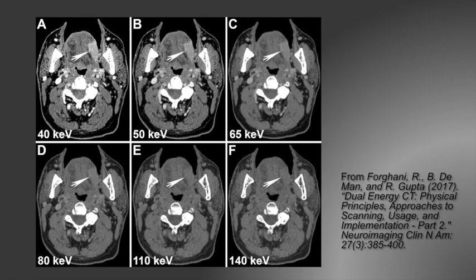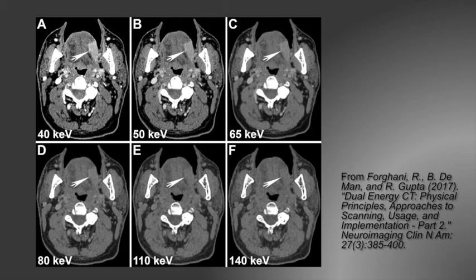In this slide, I'm showing you some examples of VMIs reconstructed from the same DECT acquisition. This is a contrast-enhanced neck scan of a patient with a left tongue cancer. Reconstructions are made at low energies down to 40 kV all the way to 140 kV. As is clearly evident on the images, the tumor's attenuation is highest on the low energy 40 kV VMIs.